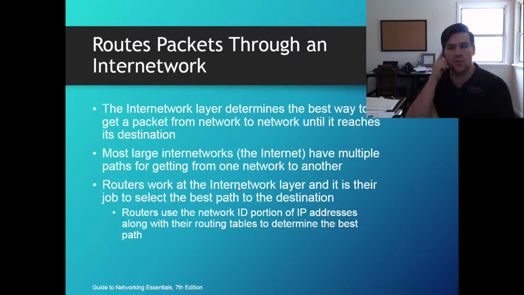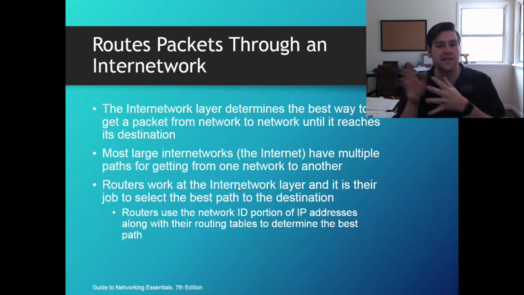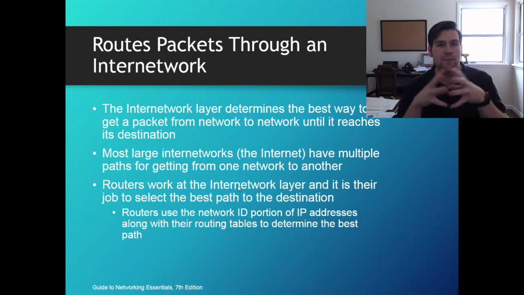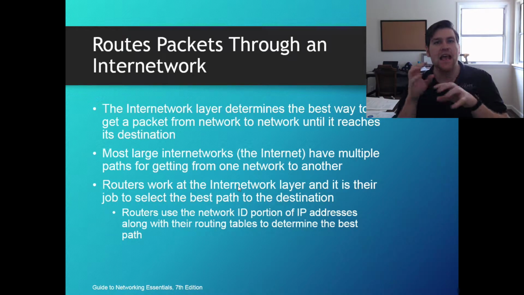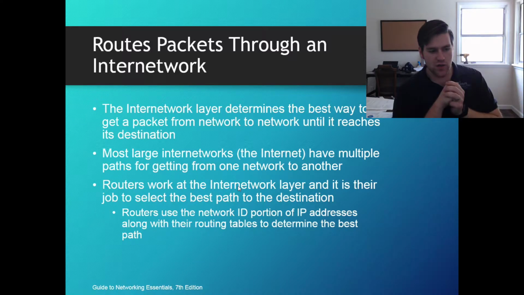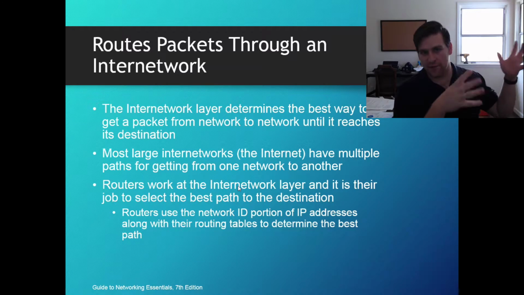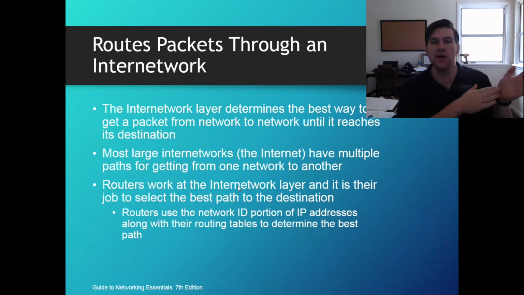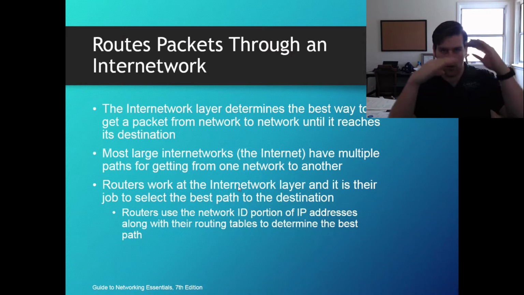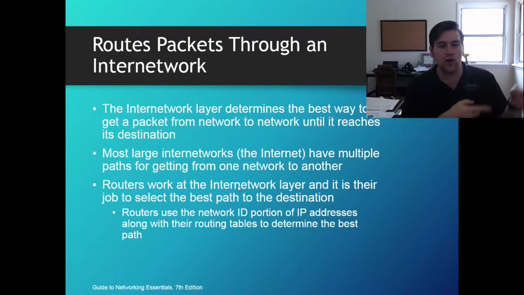The next thing that the internetwork layer is, of course, responsible for is routing packets through an internetwork. Routers have the job of figuring out the best route on which to send a packet as it travels from network to network to network, ultimately to its destination network. We've mentioned that IP addresses identify two things: a network and a host on a network. The routers use the network ID portion of the IP address and compare that to their routing tables in order to determine the best path to the destination.